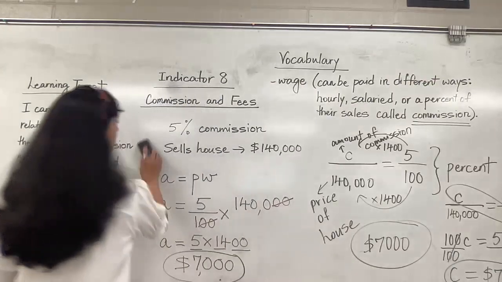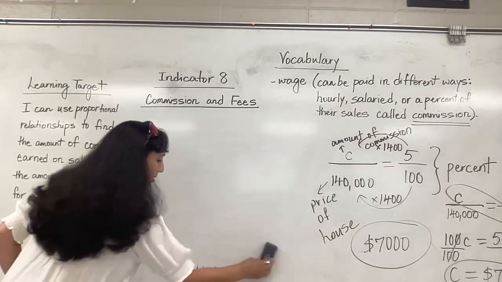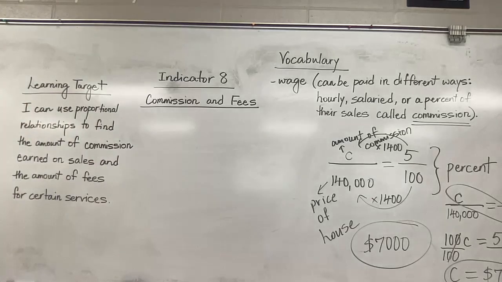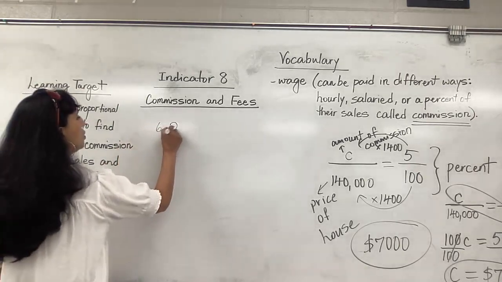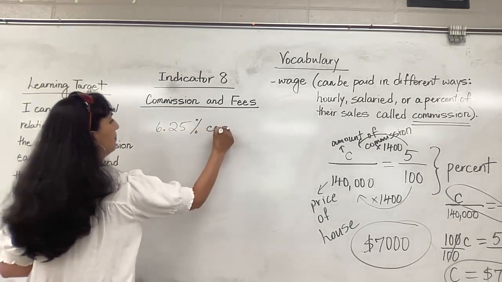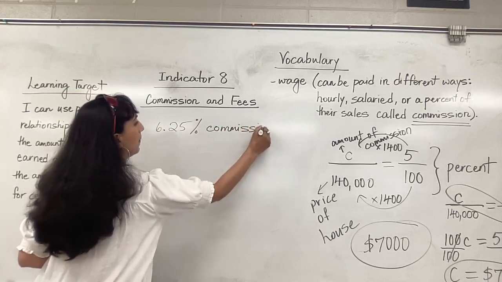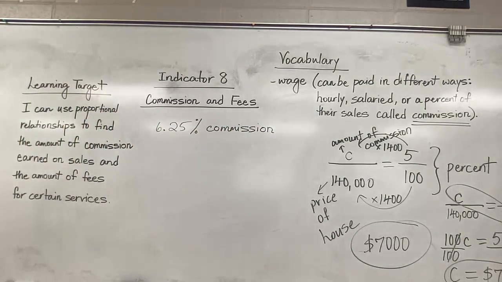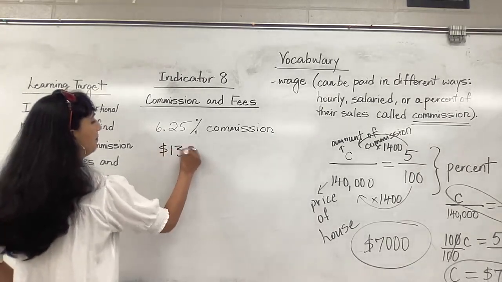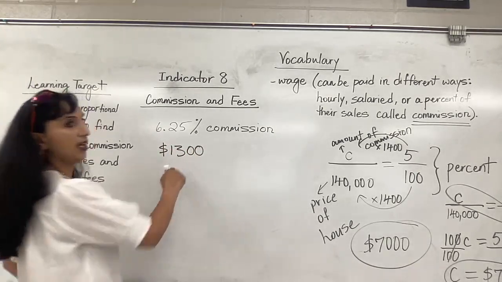In this problem, okay, Angie works in a jewelry store and earns a 6.25% commission. Okay, so at a jewelry store, Angie is earning a 6.25% commission on every piece of jewelry she sells. How much commission does she earn for selling a ring that costs $1,300? Okay, so the ring is costing $1,300.